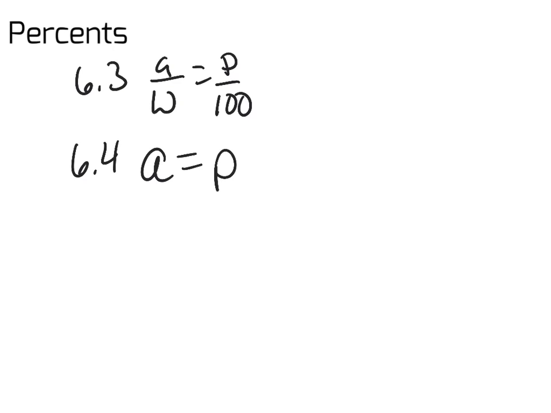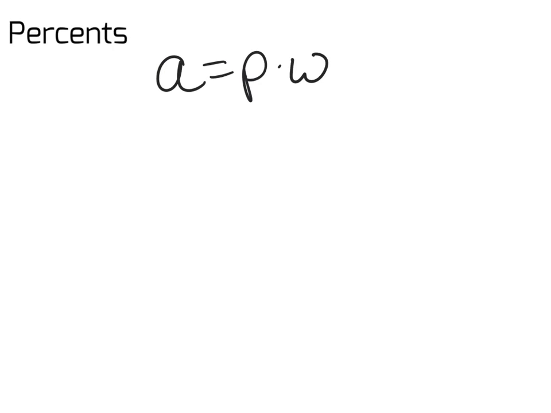In 6.3, we learned how to use this proportion to solve questions that regard percentages. But in this section, we're going to learn how to use an equation to solve the same questions. Okay, so our equation is read like this: A equals P times W. So again, A is our part.